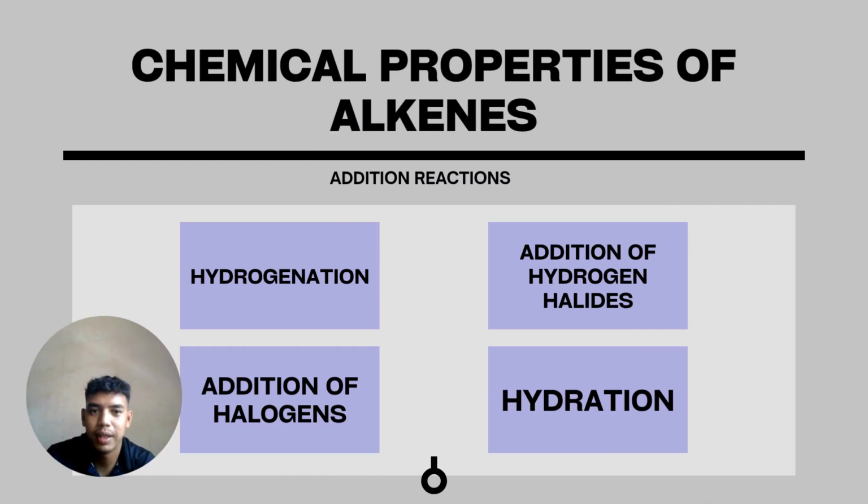Next I will explain the chemical properties of alkenes. Alkenes are reactive because they contain a carbon-carbon double bond. They mainly undergo addition reactions. There are four important addition reactions. The first is hydrogenation. The second is addition of hydrogen halide. The third is addition of halogen, and the fourth is hydration. These reactions make alkenes useful in many chemical industries.